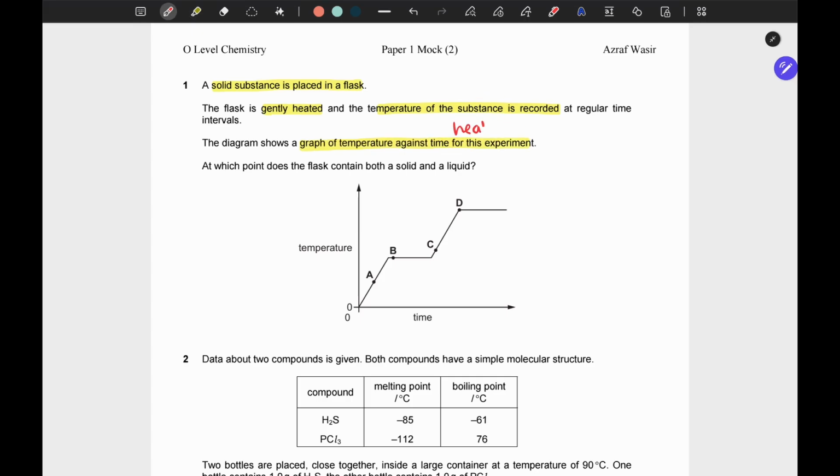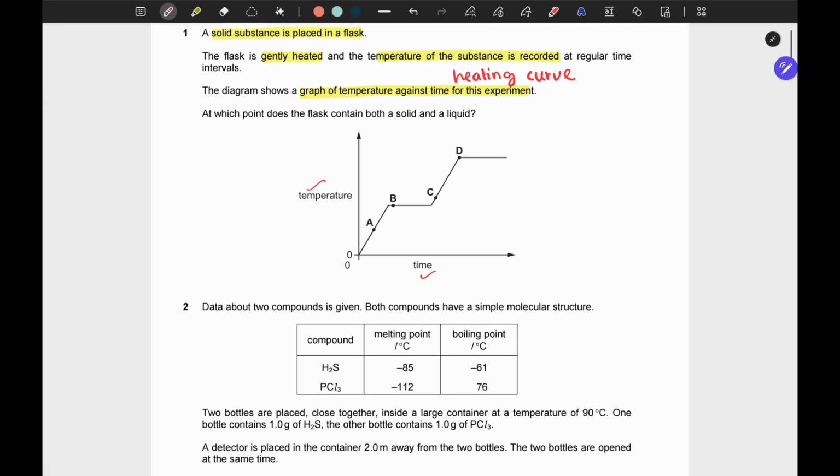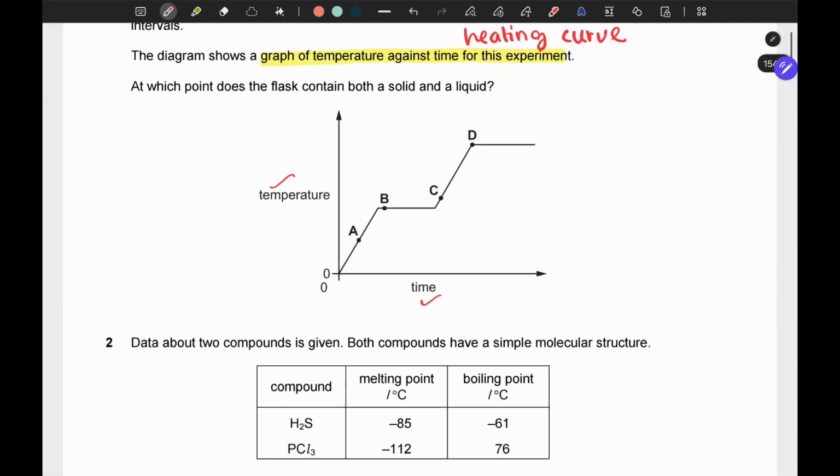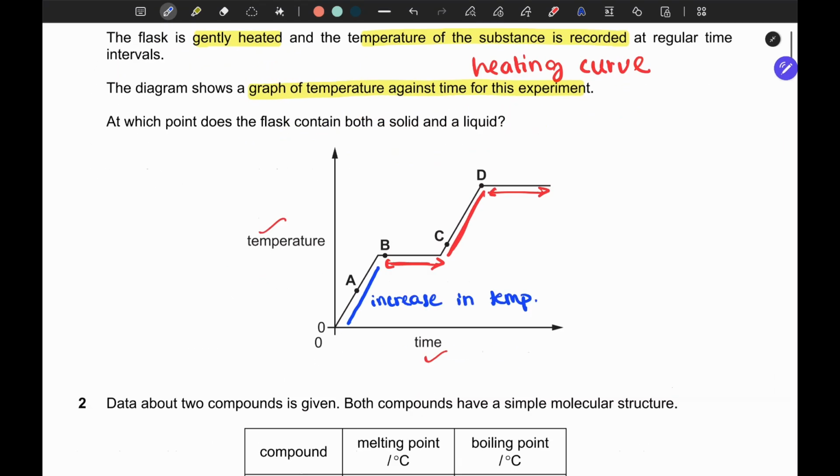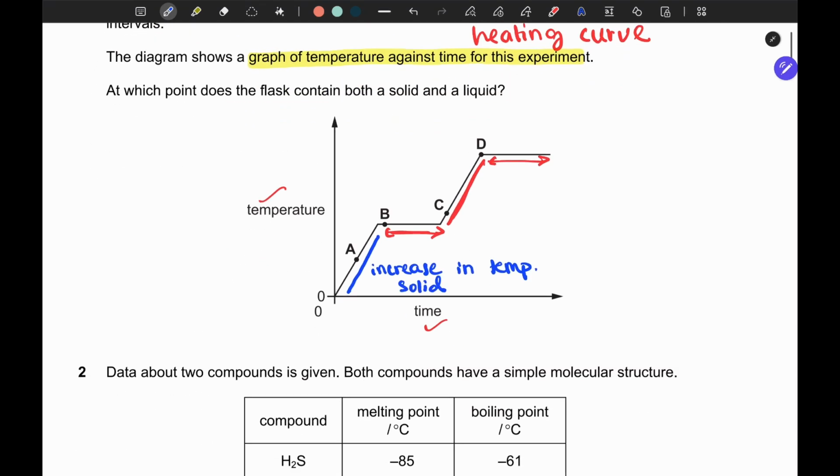So this is basically a heating curve. We have the temperature on the y-axis and the time on the x-axis. A heating curve will have multiple sections. Some will be sloped upwards and some will be horizontal, or basically they'll have a gradient of 0. The regions where the temperature is increasing, for example this section, just show an increase in temperature. And note that we started with a solid, so in this stage, this is still a solid.